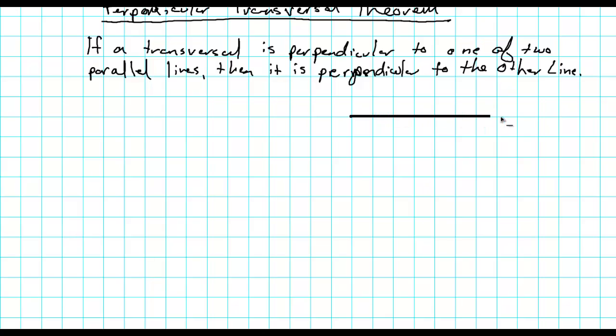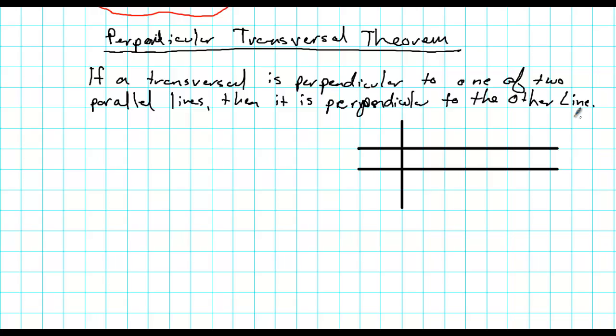So here is a transversal. That is perpendicular to one of 2 parallel lines. Now, this transversal will be T, this line will be L, and this line will be M. Those are just random letters I picked.